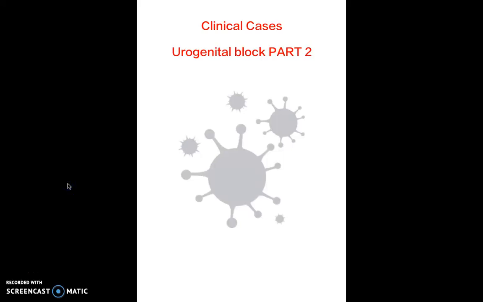Today we're going to be looking at the second part of the urogenital block, where we'll be exploring the next 10 clinical cases that we were taught about in the urogenital system. These will be prostate cancer, UTIs, ovarian cysts, testicular torsion, embryological kidney malfunctions, polycystic kidney disease, genital infections, and benign prostatic hyperplasia. So let's get started.